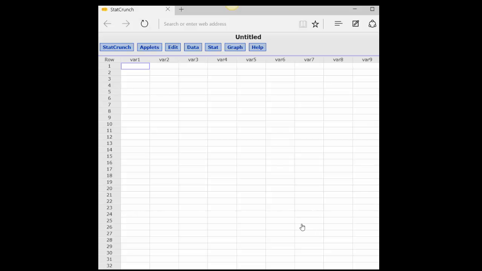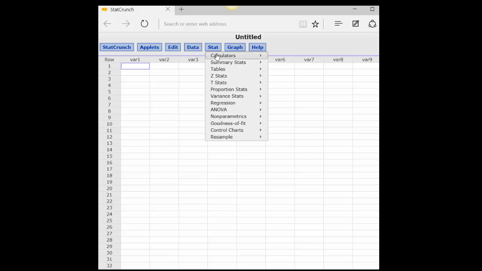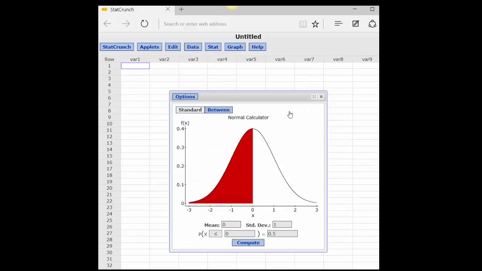Hi, this is Don, and I want to show you some quick ways using StatCrunch to determine the critical values of your hypothesis tests. Let's go up here to Stat, and we'll go to Calculators, and let's do a normal z-test first of all. Here's our calculator. We're on Standard, which shows either a left tail or right tail test.